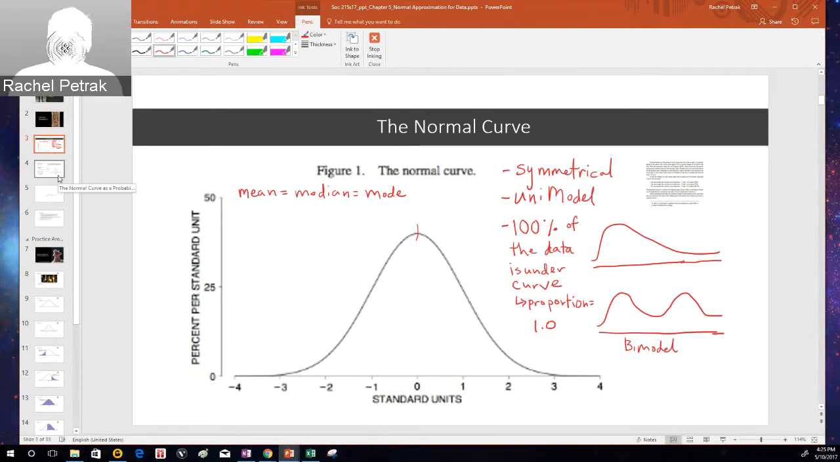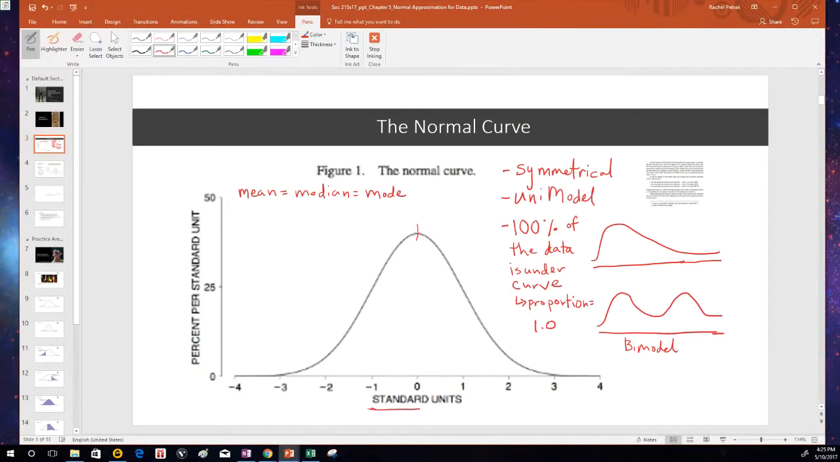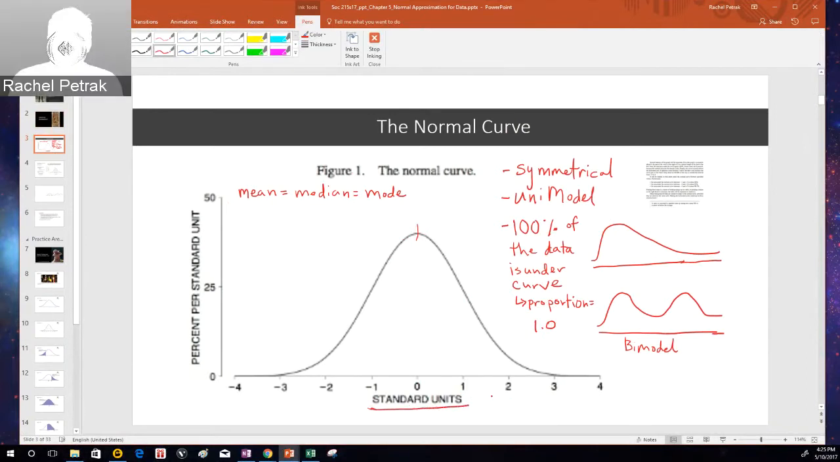Another important quality of the normal curve is that, because it has these other qualities we just discussed, it's possible for us to use this theoretical ideal to take data from a data set, from a variable that is normally distributed, and convert those data into standard scores, or z-scores.